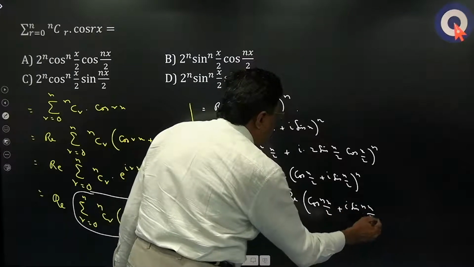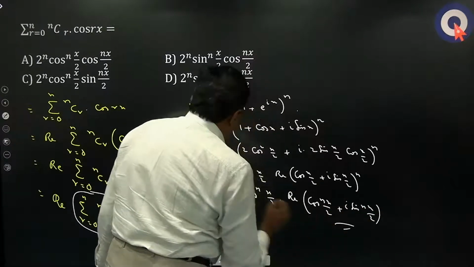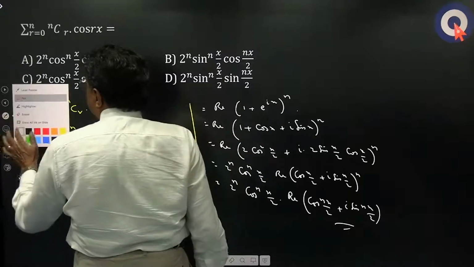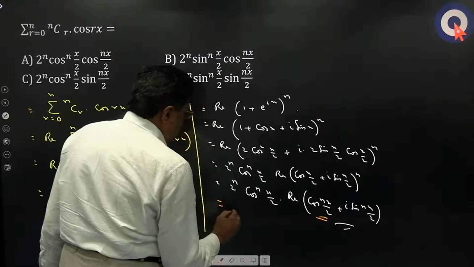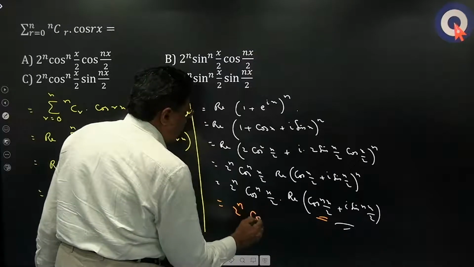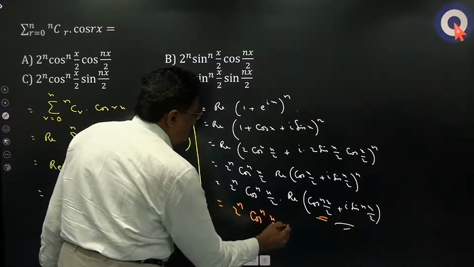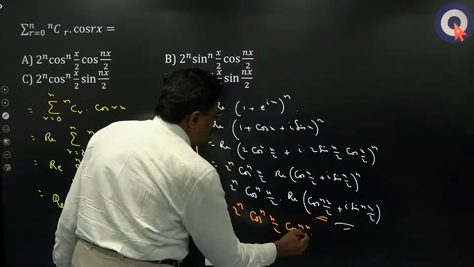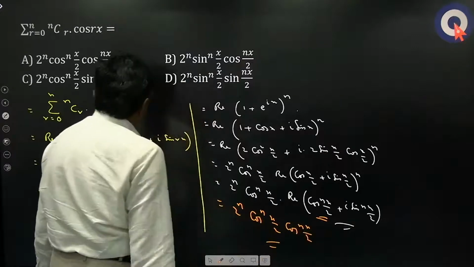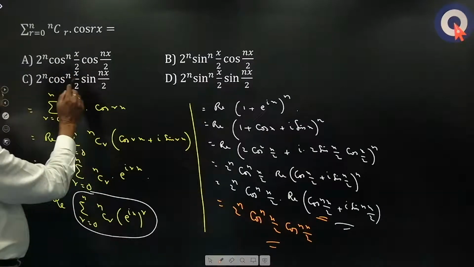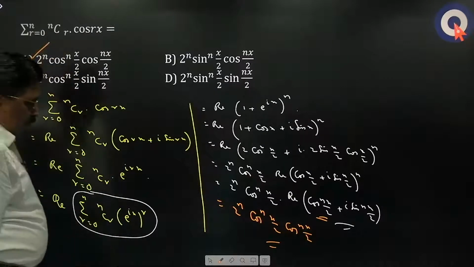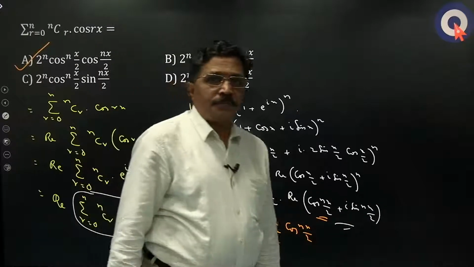So therefore the real part of this is only this part. So this is 2 power n cos power n x by 2 cos nx by 2. So this is the required result, 2 power n cos power n x by 2 cos nx by 2. So this is the required answer.